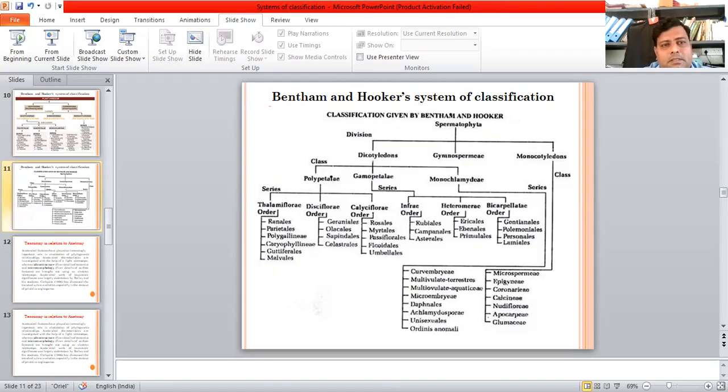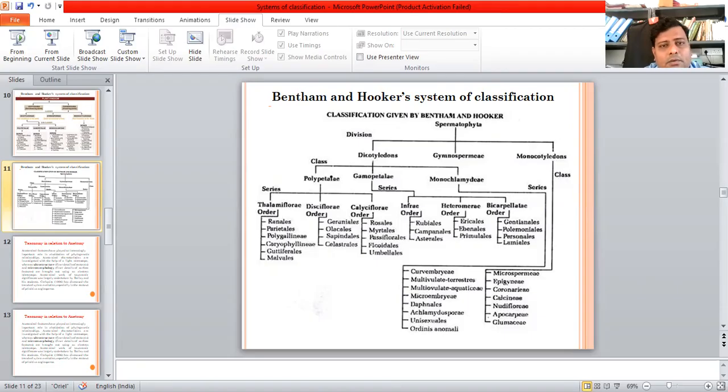The third subclass is Monochlamydeae, the flowers with one whorl only or non-essential whorl, or absence of non-essential whorl. It includes 8 series: Curvembryeae, Multiovulatae aquaticae, Multiovulatae terrestres, Microembryeae, Daphnales, Achlamydosporeae, Unisexuales, Ordines anomali.